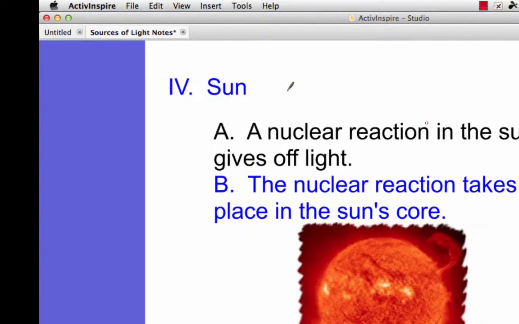Now the sun is a little bit different story. The sun is a whole bunch of nuclear reactions taking place that gives off this light. These nuclear reactions happen every second, and you have millions and millions of them, and as they occur they end up creating little mini explosions, and those explosions give off light.